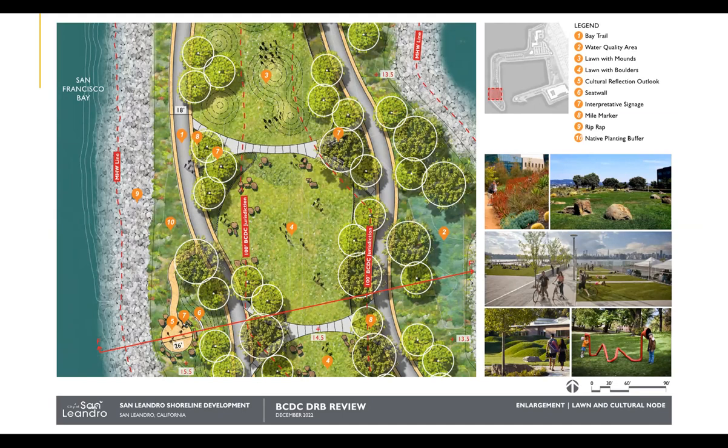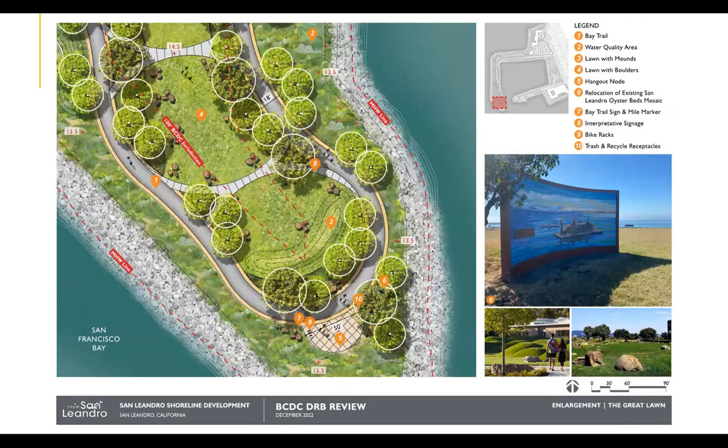The cultural overlook is towards the bottom left. That's identified as number 5. And this would be utilizing some natural boulder systems to create and define a space that's disconnected from the main Bay Trail. So it allows that user group to be a little more left alone from the active hustle and bustle that may occur on the trail system. We have connectivity paths that connect the east and the west of the Bay Trail as well that allow circulation to move easily through the space.